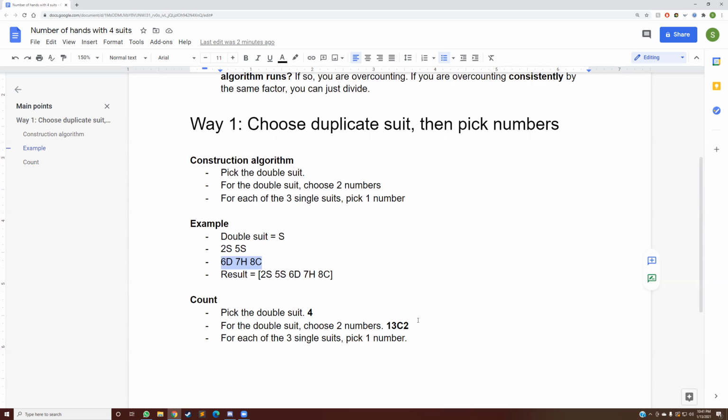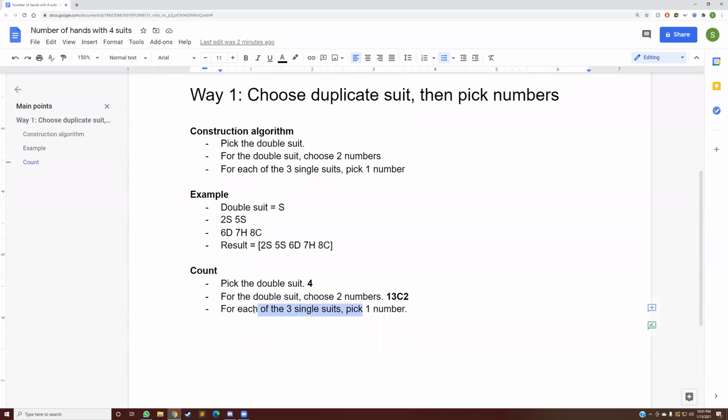Well, so when you say 39, that means you're considering all the 3 suits together. But right now I'm telling you that the single suits, by the time we reach this algorithm step, you already know their identities. Diamonds, hearts, and clubs, right? Because you have already picked a double suit. That means you already know the identity of the 3 single suits, okay. It's 13 times 13 times 13, right?